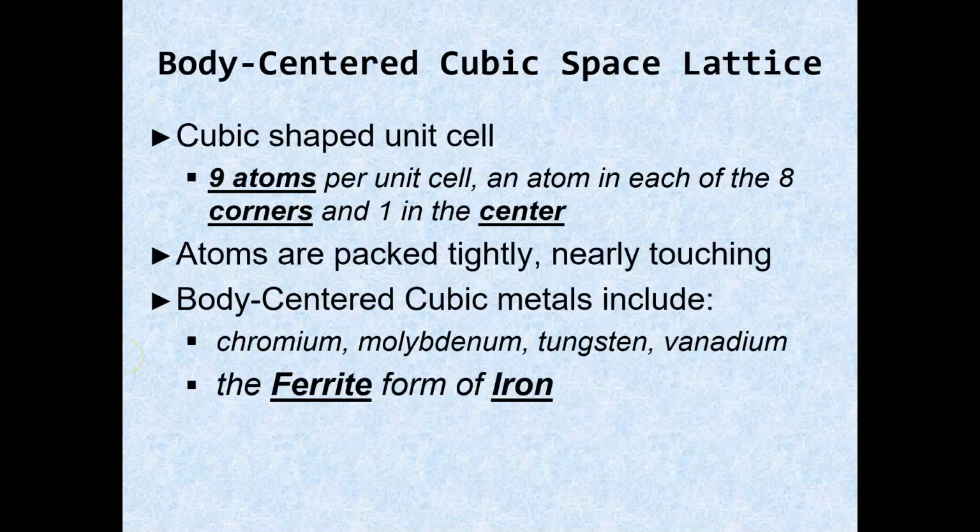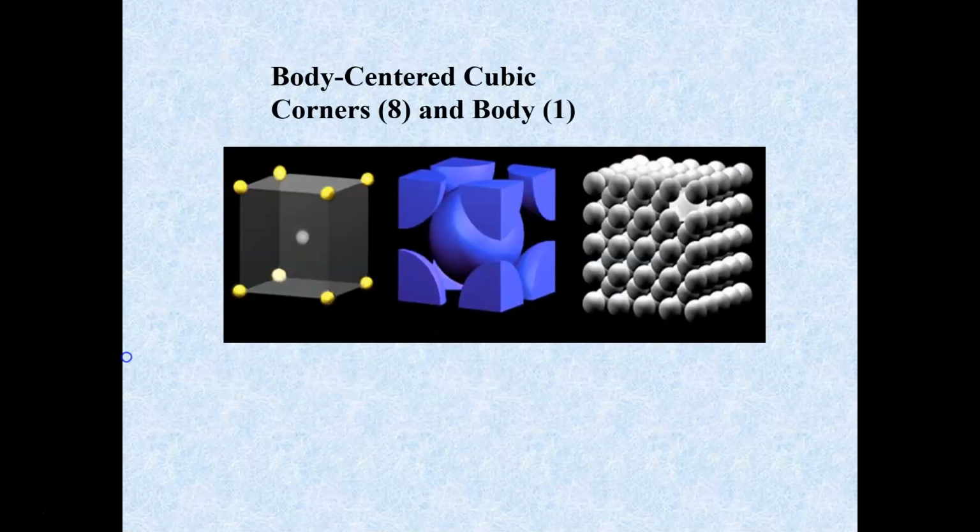The body-centered cubic space lattice. The cell has a cubic shape with an atom in each corner and one in the center, which make up a total of nine atoms. The atoms are packed so tightly they almost touch each other. Common metals include chromium, molybdenum, tantalum, tungsten, vanadium, and the ferrite form of iron. Here are some body-centered examples.